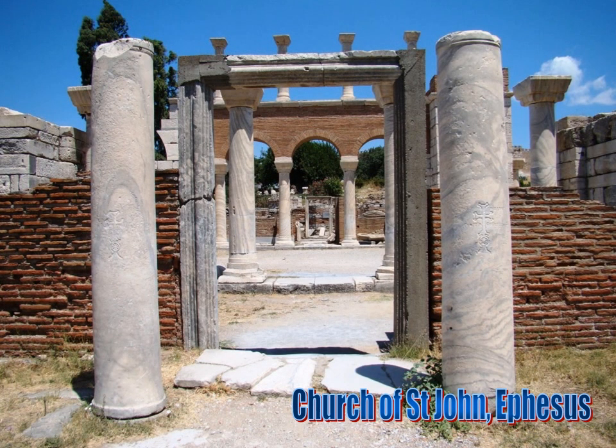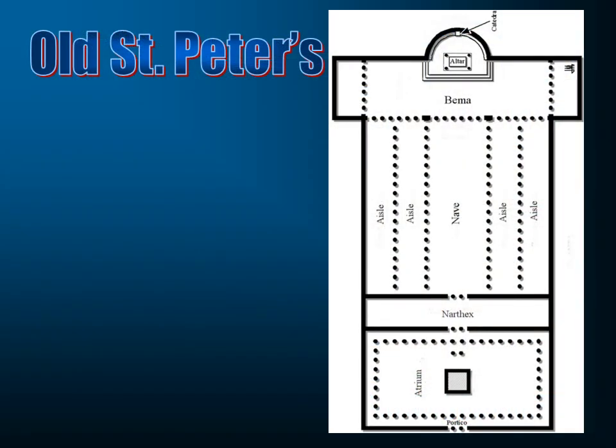Let's go into the church. We're just going to note briefly very ornate architecture, 5th century. And now we go from there to Old St. Peter's in Rome, and we'll use this drawing to outline the different parts of the church.